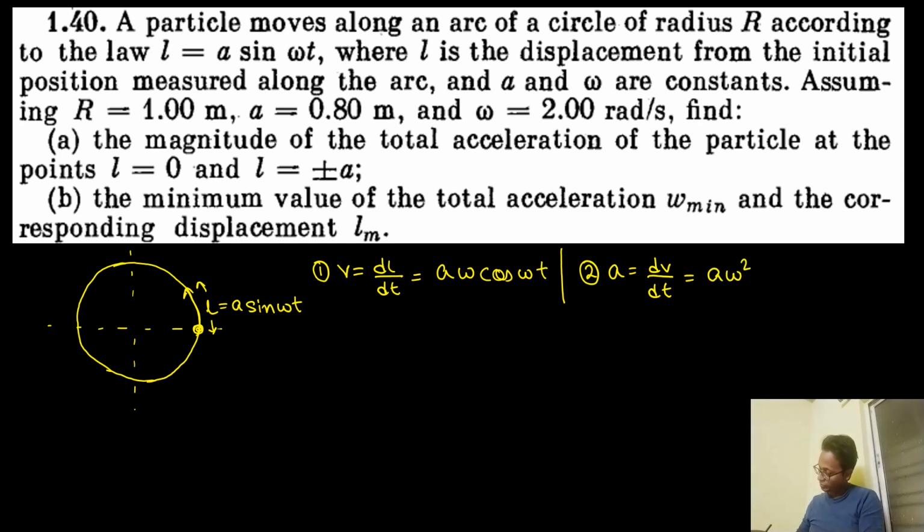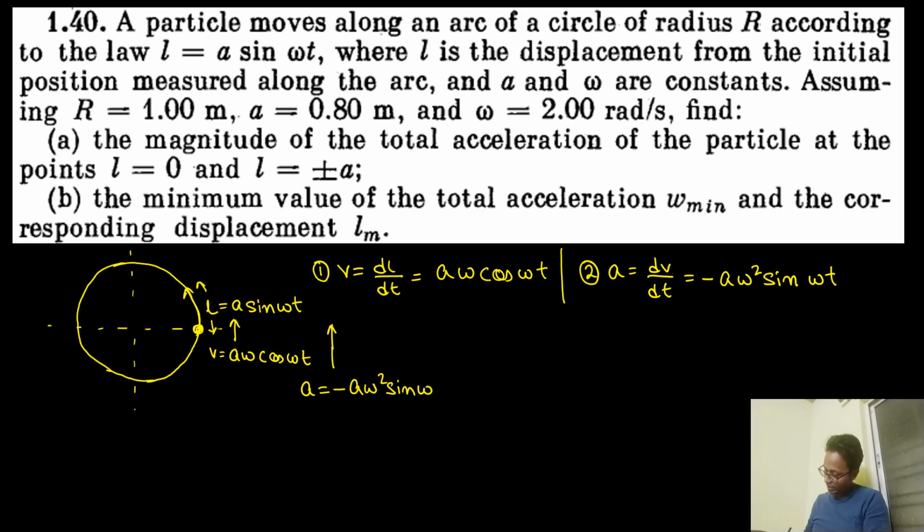A omega square sine omega t minus. Okay, so out here acceleration is nothing but minus a omega square sine omega t. I'm not going into the details of differentiation and integration right now. So at this instant the velocity is given by a omega cos omega t, and the acceleration is given by minus a omega square sine omega t.